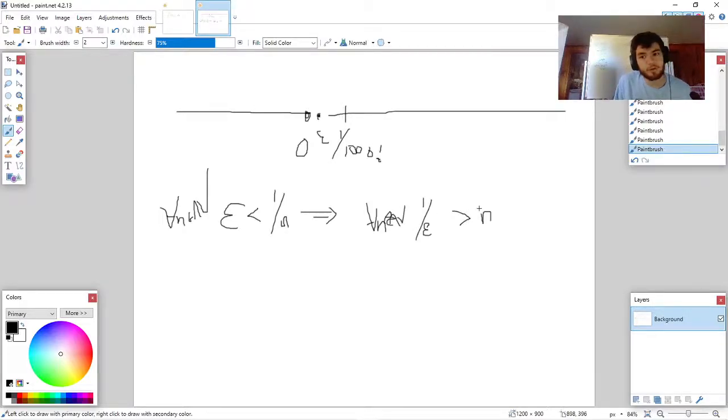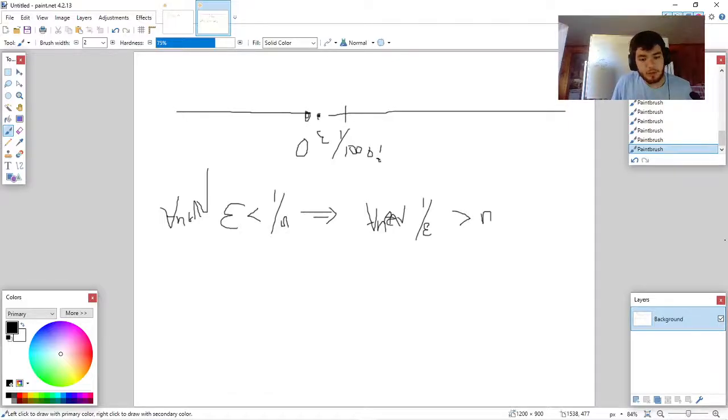1 over epsilon is greater than n. And so that can be expressed as meaning that while epsilon was infinitesimal, it was smaller than every positive real number, 1 over epsilon is going to be infinite. It's going to be bigger than every real number. It's going to be way off in Narnia. And that's going to be weird. We don't want to run into trouble with those.